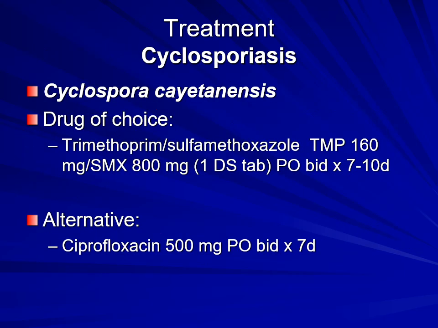As for the treatment of Cyclospora, the drug of choice is trimethoprim-sulfamethoxazole when available, but if not available, the alternative treatment is ciprofloxacin.